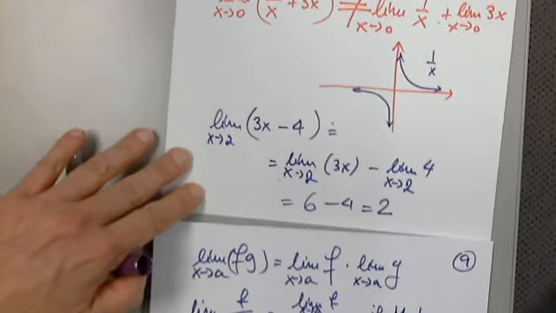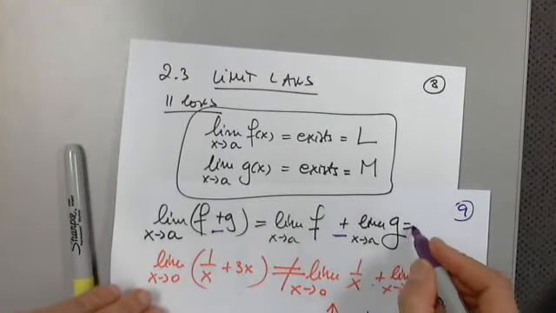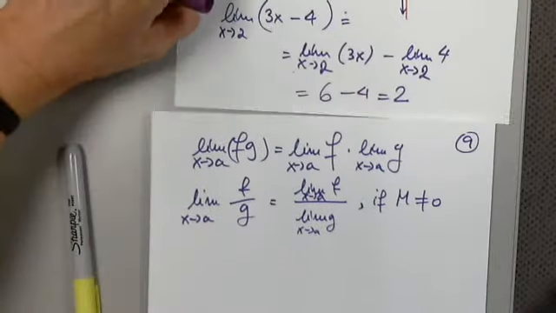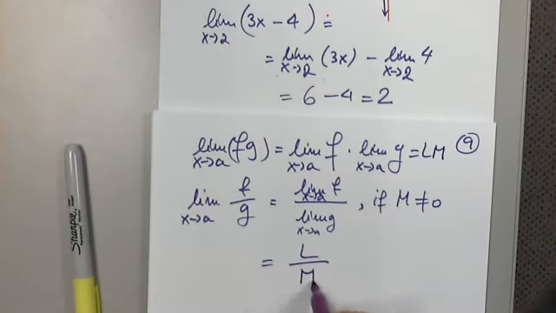And of course here you can go back and replace L and M. So this is L plus or minus M. And of course here this is L times M. And of course here this is L over M.